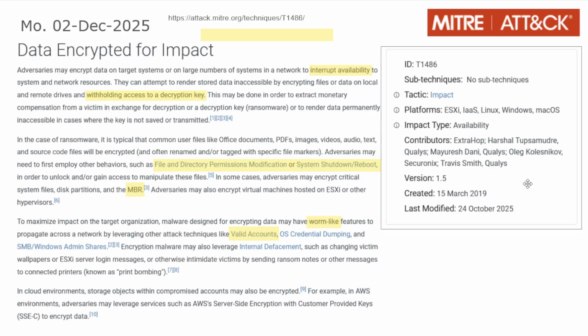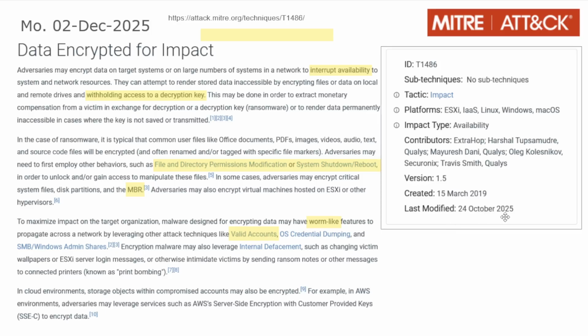Now I understand. Then you have Oleg Kolesnikov from Securonix. Securonix is a SIEM provider, one of the more modern ones. And Travis Smith is also from Qualys. So that's interesting that you have SIEM and vulnerability management employees participating in this.